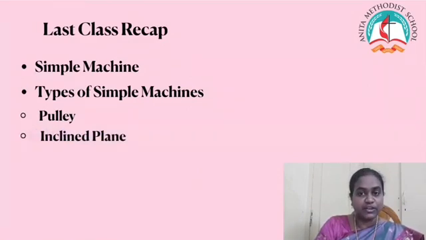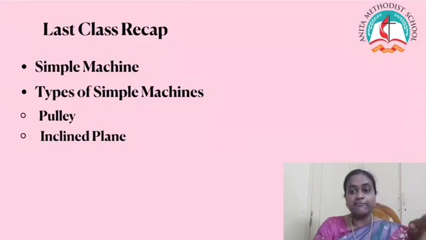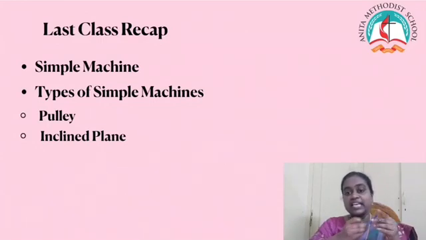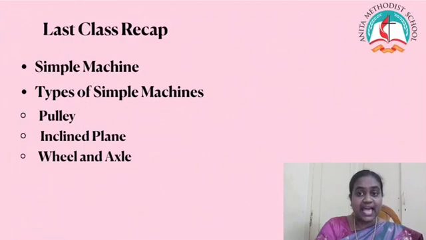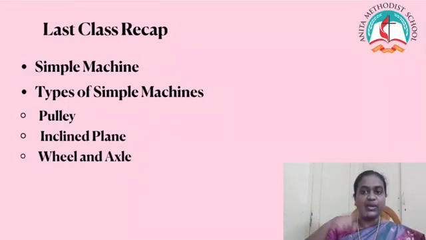Second, we learned about the inclined plane. An inclined plane is a flat sloped surface where one end is pointing up and the other one is pointing down. Then we learned about the wheel and axle. A wheel and an axle is a bicycle, having the wheel and the rod in between the wheels.